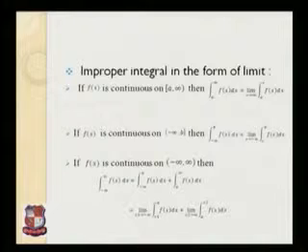Next statement is, if f of x is continuous on minus infinity to b, then integration from minus infinity to b of f of x dx is equal to limit c tends to minus infinity of integration from c to b of f of x dx. By the same way we can understand this topic here.